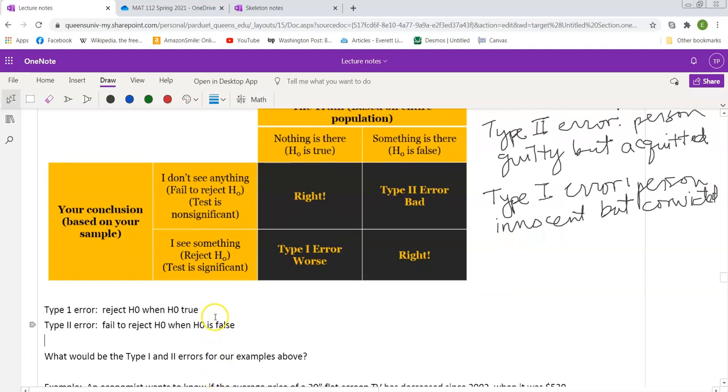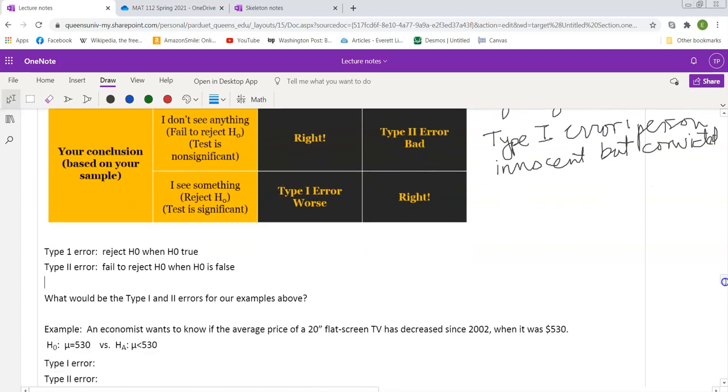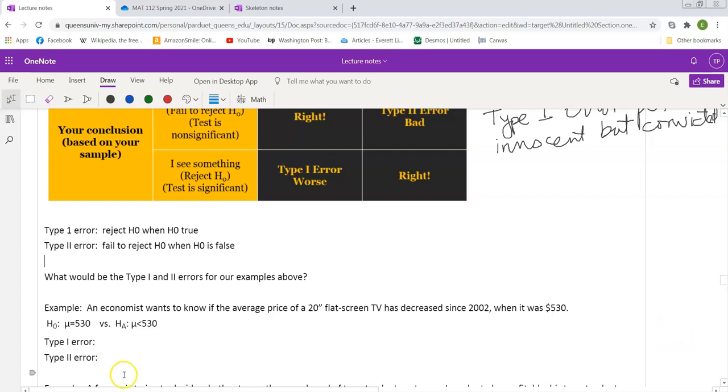Right? So let's look at what the type 1 and type 2 errors would be for some of our examples. So these are the same 3 examples that we looked at in the previous lesson. So we set up these hypotheses that mu is equal to 530 versus mu less than 530. Well, a type 1 error would be if we reject H0. So if we conclude that mu is less than 530, when in fact mu is equal to 530.